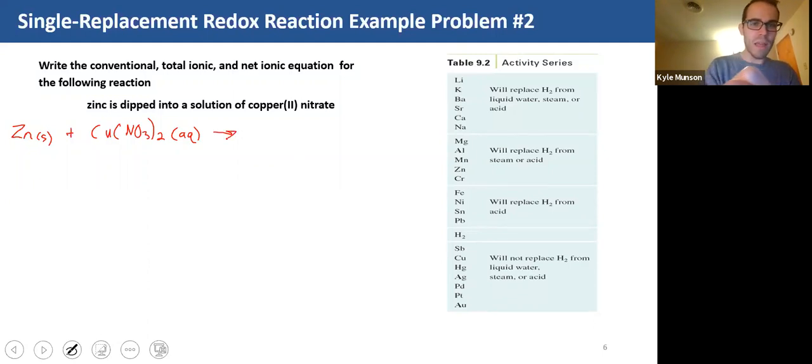What's going to happen here? Well, I have this formula, A plus BX gives me B plus AX. So what we're going to get is copper solid plus zinc nitrate.